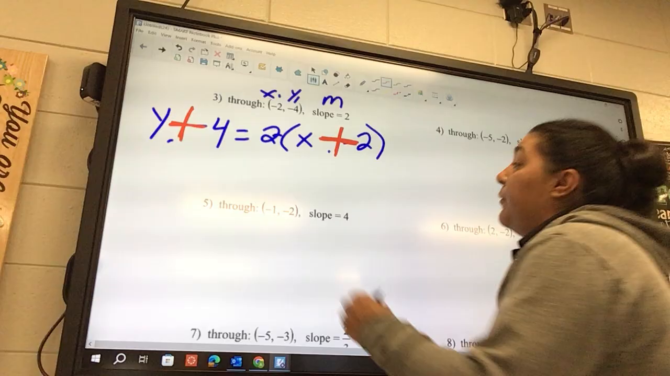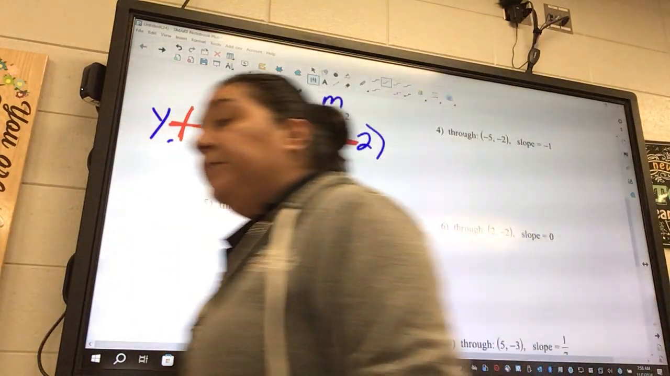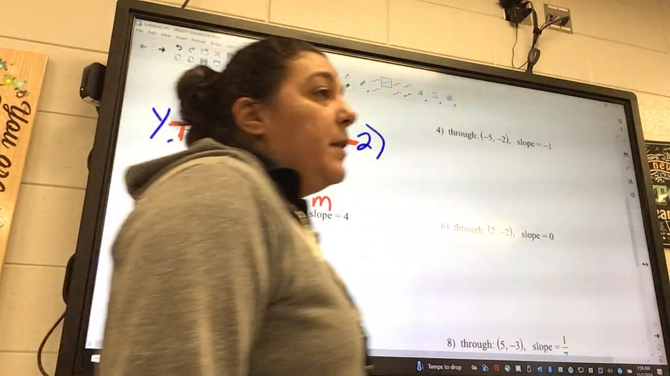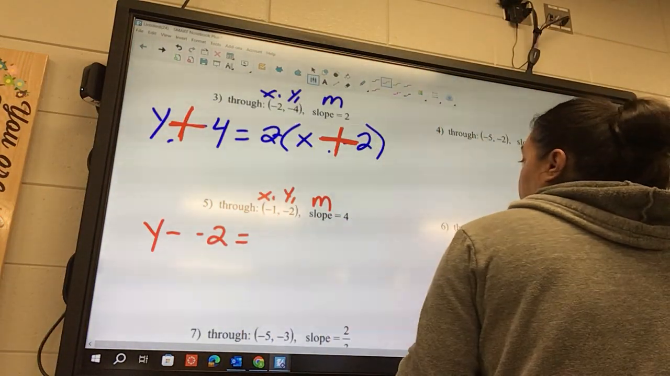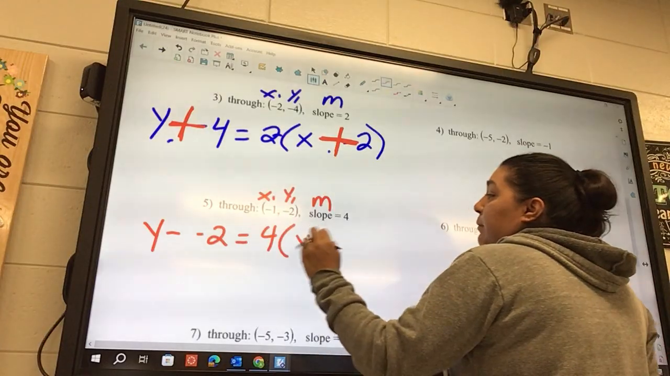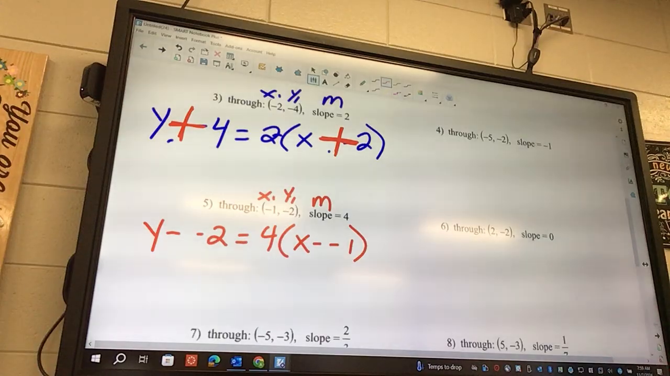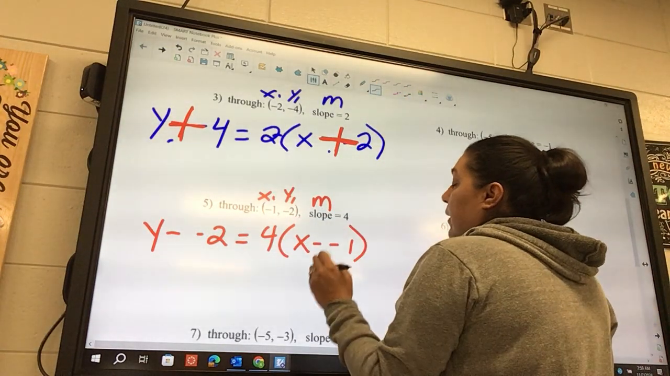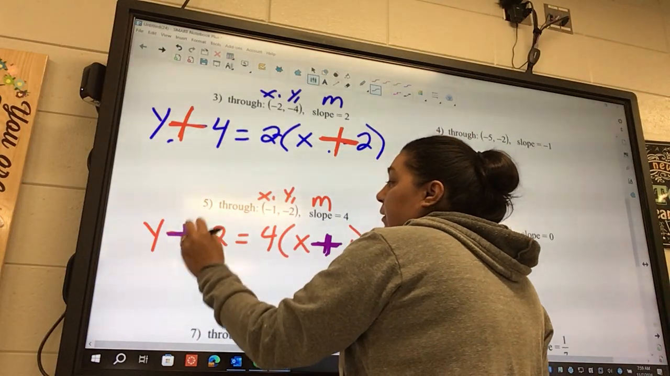So if we look at number 5, I got x1, y1, and my m. So I got y minus, what is my y1? Negative 2 equals, what is my m? 4. X minus my x1, which is negative 1. Do we have any minuses? Yes. What do they become? A plus. So right here should be a plus, and right here should be a plus.